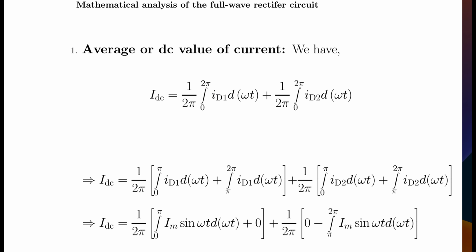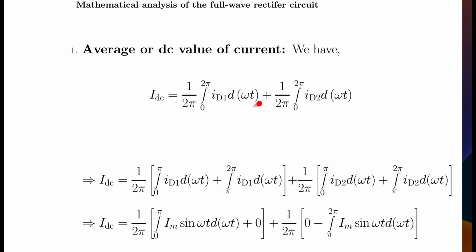So we now come to the mathematical analysis of the full wave rectifier circuit. We will first find out the average or DC value of the current. We have IDC. यहाँ हम लोगों ने इसका वैल्यू निकाला है हाफ वेव रेक्टिफायर केस में भी, यहाँ भी निकालते हैं. IDC is 1/2 pi integral 0 to 2 pi ID1 d omega t.